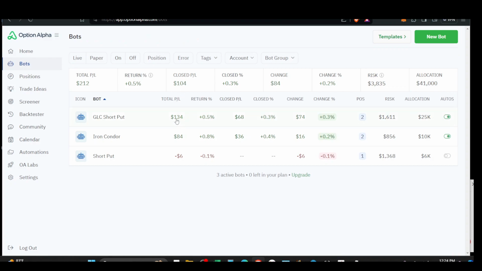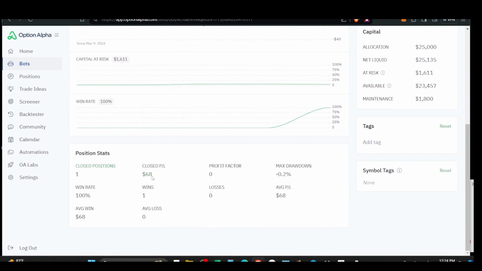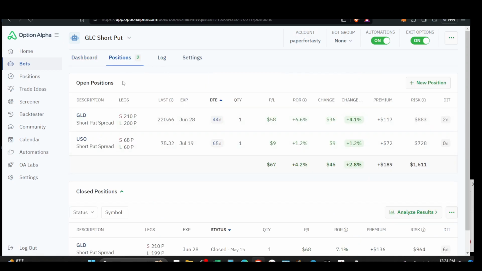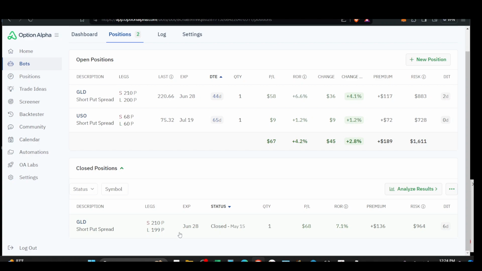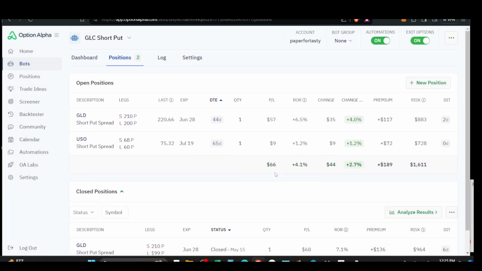So here, GLC, let's look at this. I have two positions. So one position closed. Okay, so we had three, right? So one closed already, which means it closed at a profit of $68, which is 50% of the premium, because that's how I set it all up. And profit taken is 50%. So let's now see how it will work for these other two. This is really something I really like. I just started with this.